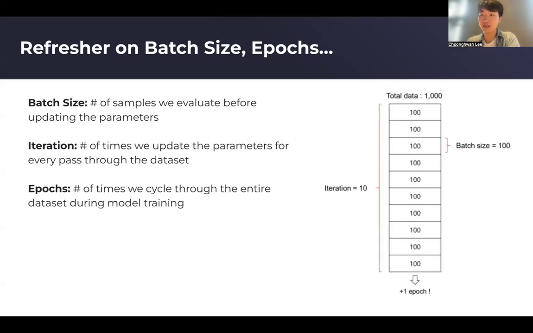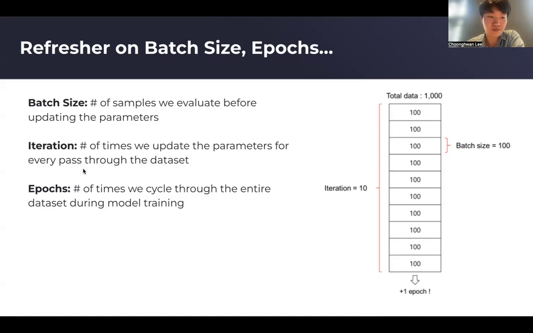Continuing on this trajectory, batch size, as I mentioned, is the number of samples we evaluate before updating the parameters. And this concept has some other terminology that we should be well aware of in deep learning. One is iteration, which is the number of times we update the parameters for every pass through the data set. So if we have a data set of 1,000 rows, we can use a batch size of 100, which means we're evaluating the output and loss function for 100 rows or data points before we update the parameters. That will mean that we have 10 iterations, because 10 iterations will get us through one pass of this entire data set.